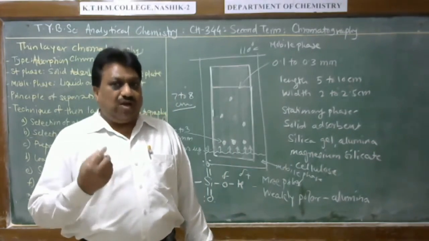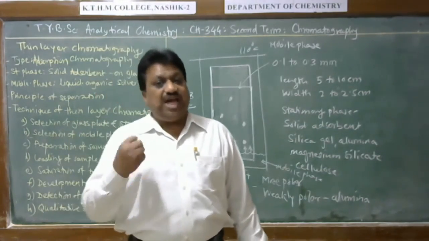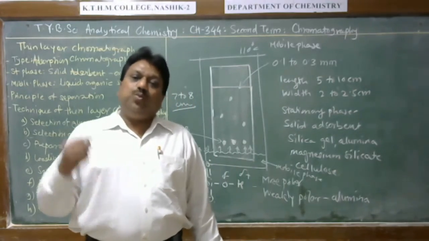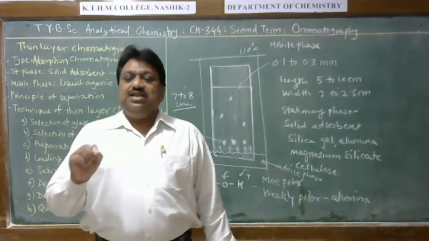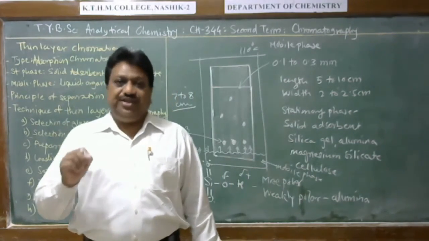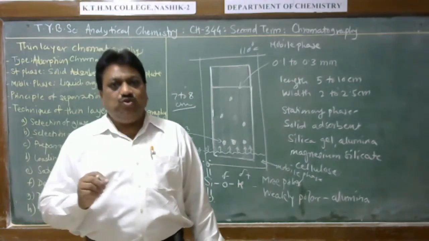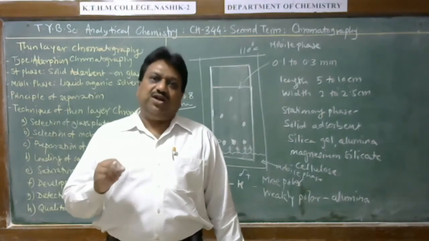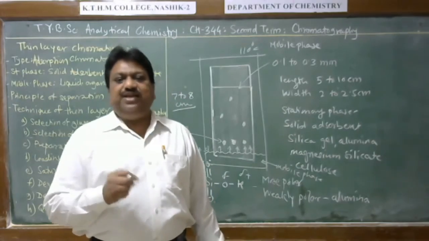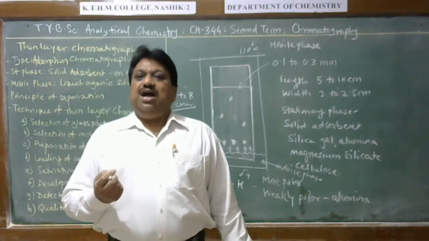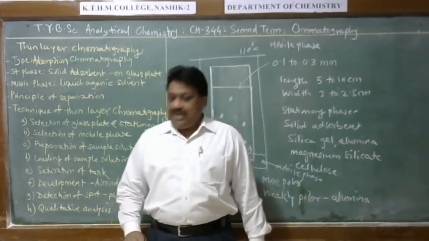Sometimes if organic compounds are present and they are colorless, then their reaction with iodine is carried out. We place this plate in an iodine chamber and mark the position of the separated spot. Sometimes concentrated sulfuric acid and methanol, this mixture, may be used as an oxidizing mixture for detection of many organic compounds. Therefore, a chemical reaction is carried out for detection of compounds, and the physical method means we simply observe that plate under a UV lamp.